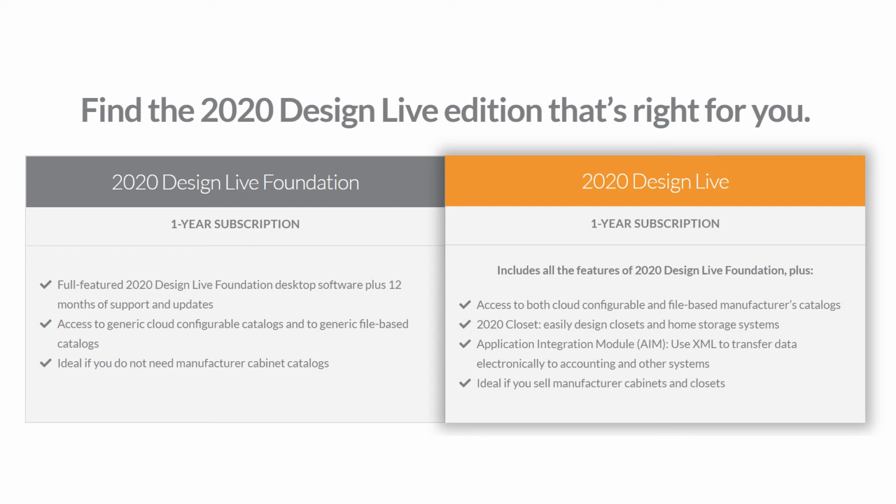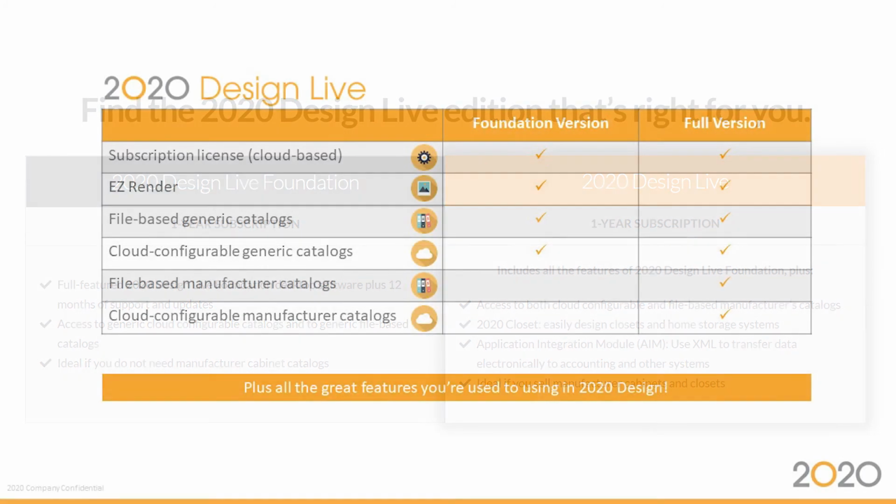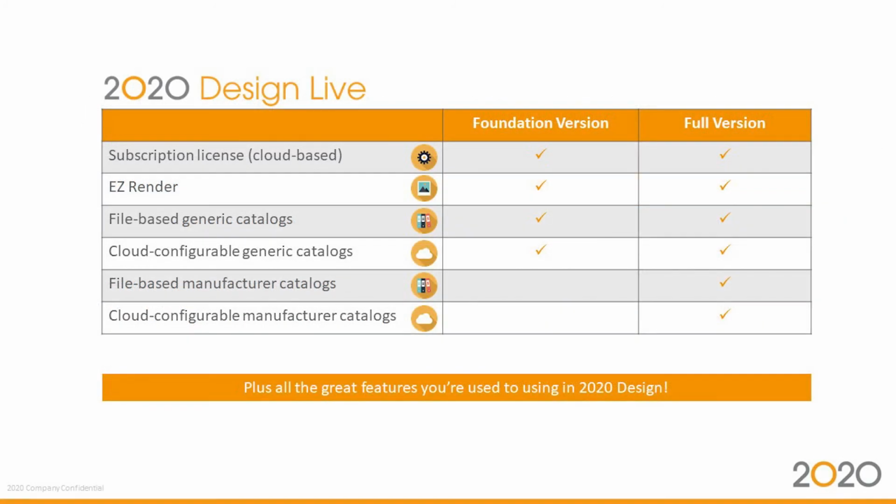The second functionality that is of importance with 2020 Design Live is what we call today Easy Render, the latest and greatest rendering engine, providing you amazing rendering in less time. So more on that in a few seconds. Other functionalities: it provides you access to the file-based generic catalogs. It provides you access to cloud-configurable generic catalogs.